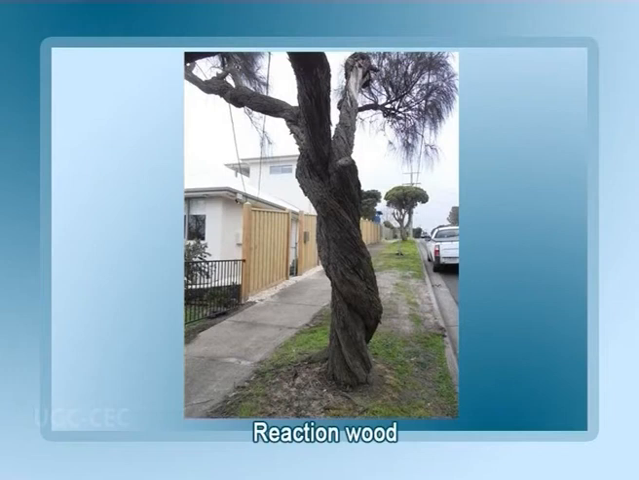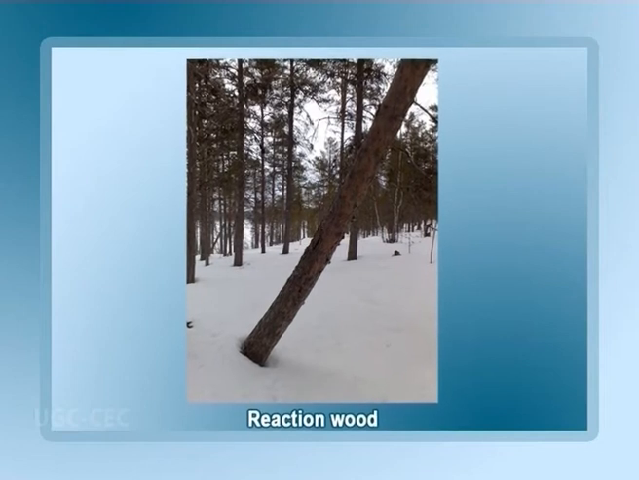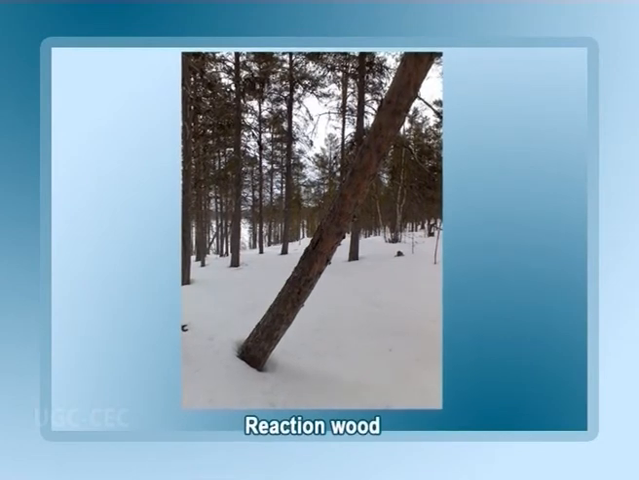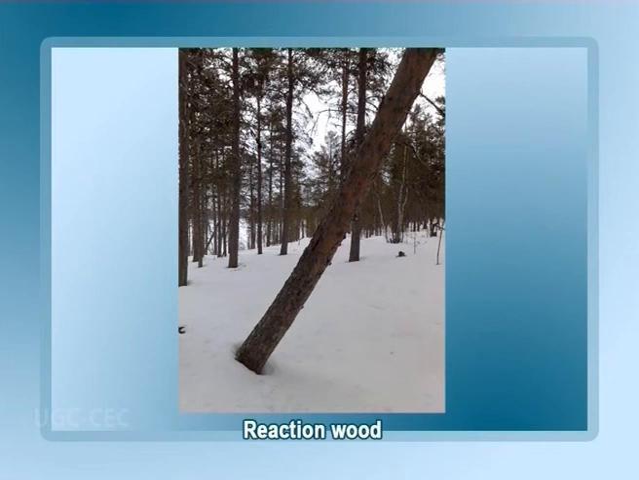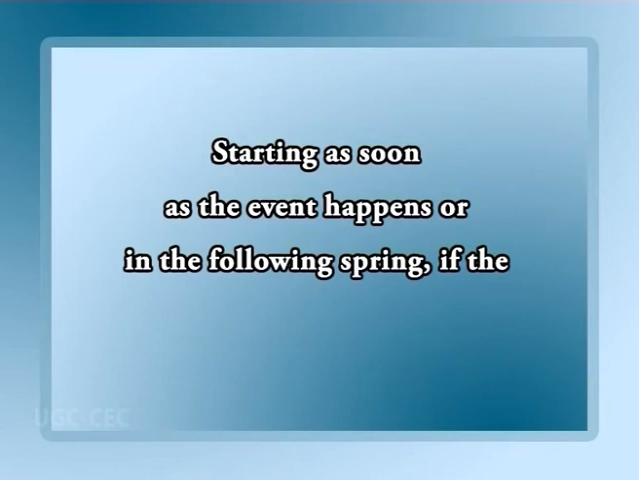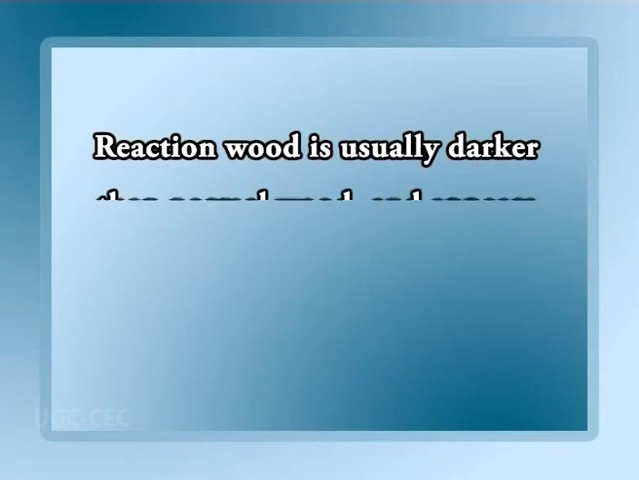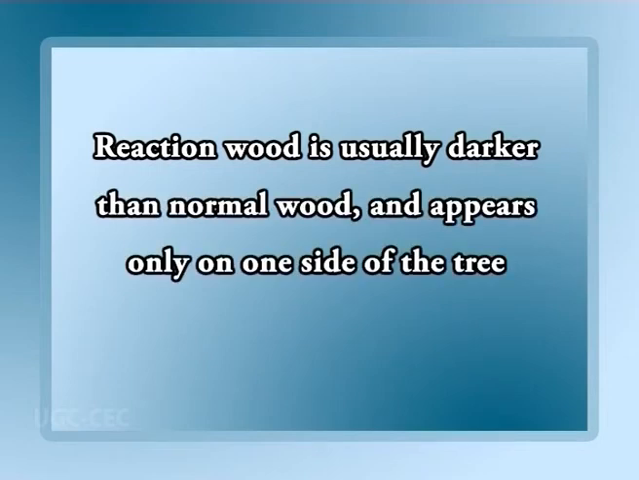As the reaction wood is formed when a tree is tilted at an angle from the vertical, the tree on the edge of a patch of degrading permafrost, on the edge of an eroding slope, or trees tilted by the push of the snow during an avalanche will all exhibit reaction wood, starting as soon as the event happens or in the following spring if the tilting happened in the winter. Reaction wood is usually darker than normal wood and appears only on one side of the tree for each tilt event.